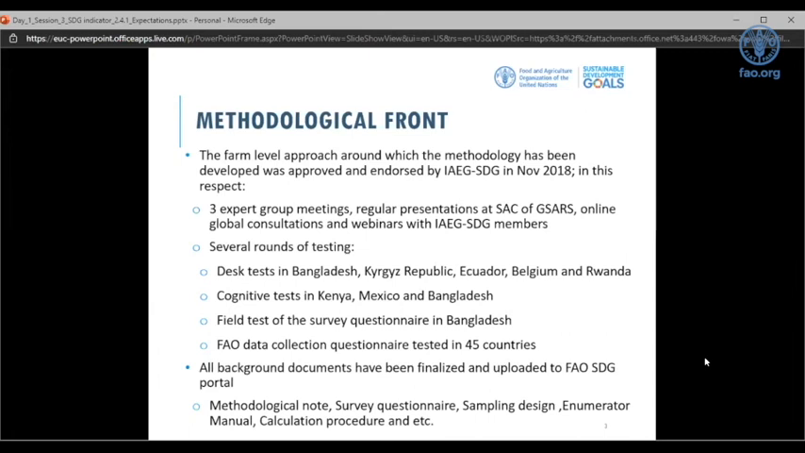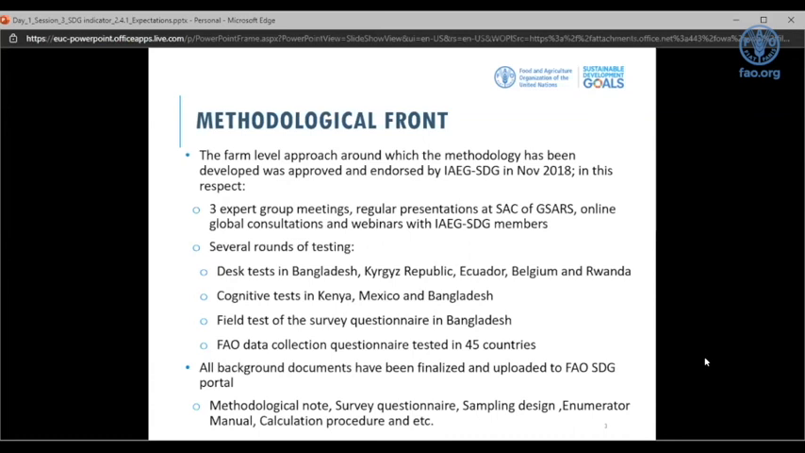So in total, we have conducted 3 expert group meetings. We presented the methodology while we were developing it at the Scientific Advisory Committee of the Global Strategy to Improve Agriculture and Rural Statistics. We consulted all national statistical offices of all member states through a global consultation. And we conducted 2 webinars with the Inter-Agency and Expert Group on Sustainable Development Goals.